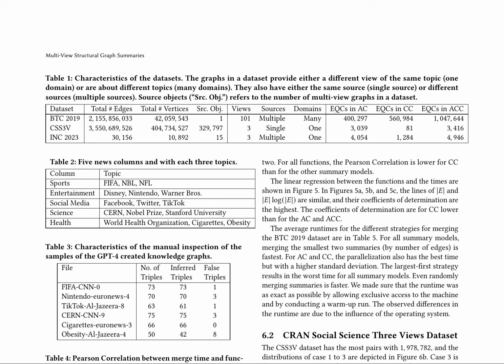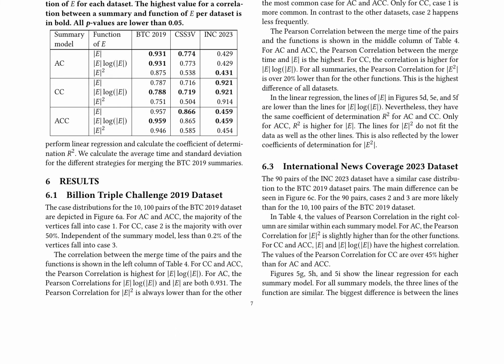In the CSS3V dataset, case 3 is the most common for AC and ACC, while case 1 is more common for CC. The Pearson correlation between merge time and functions reveals that E has the highest correlation for AC and ACC, and E log E has the highest correlation for CC. The linear regression results show that the lines for E are lower than those for E log E, with E squared not fitting the data as well as the other lines.